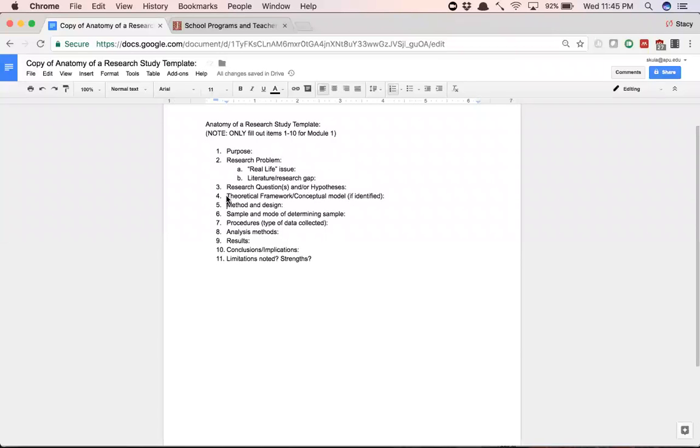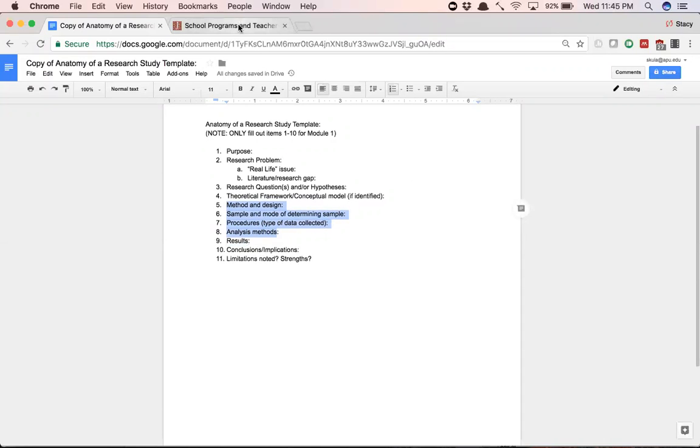All right, we're going to go over the pieces of this template that will all be found in the method section. That will be the method and design, the sample and mode of determining sample, the procedures, and the analysis methods. So those pieces will all be within the method section.